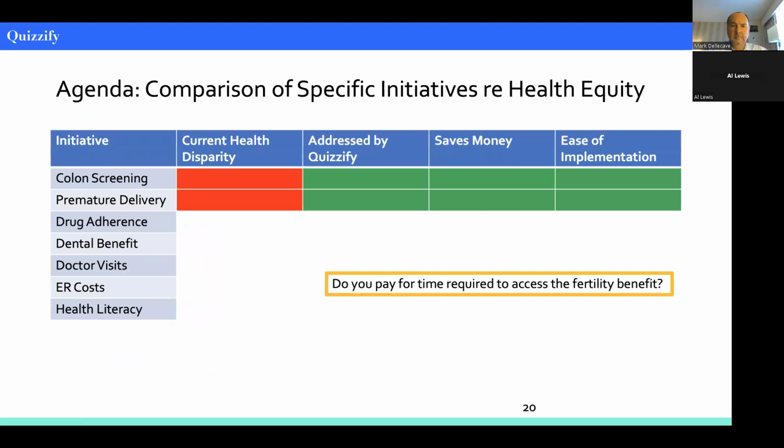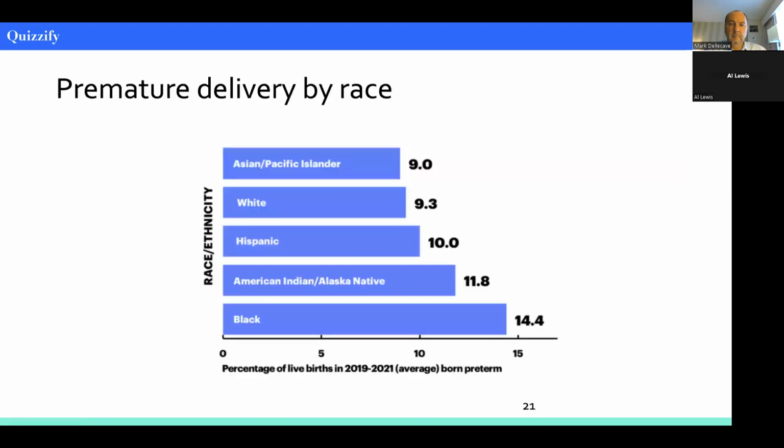Okay, next, let's look at premature delivery. Premature delivery sort of goes arm in arm with the fertility benefit. And I'm going to postulate that you do not pay for time off for hourly workers if they are trying to access the fertility benefit and need to go to the doctor on a fairly regular basis. If that's not the case, put something in the chat box. We'd love to hear about it. But we're going to focus on premature delivery, where once again, a huge health disparity. And once again, green, green, green, quite easy to address, especially with Quizzify's help.